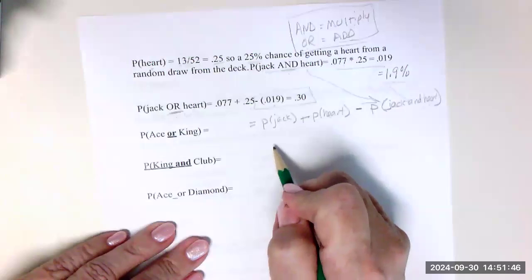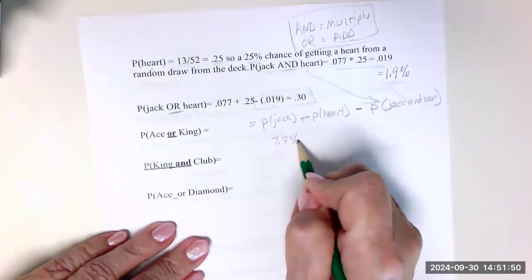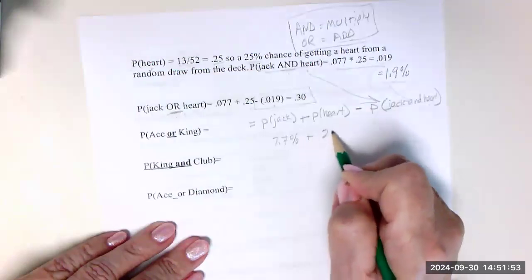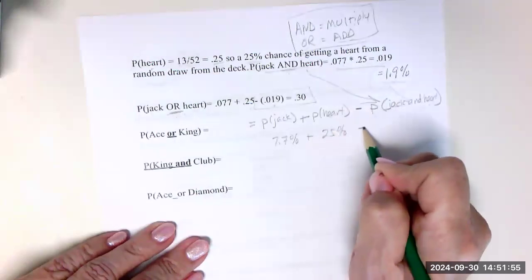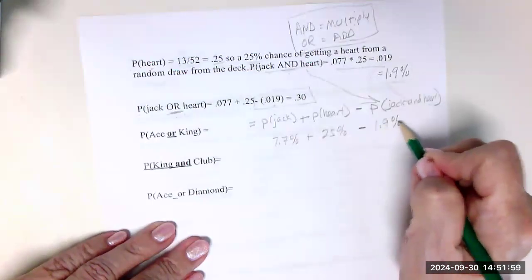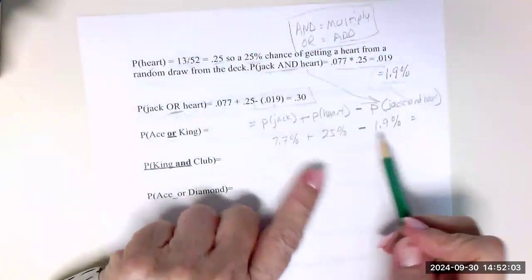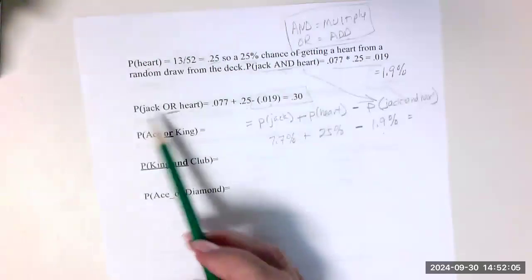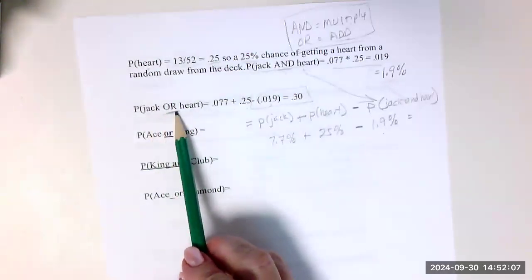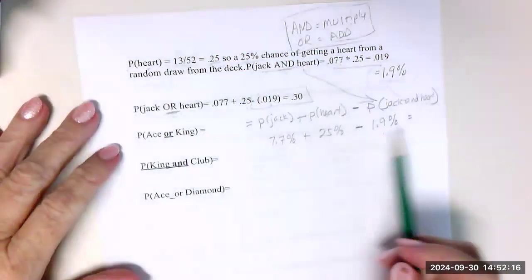So it's going to be 7.7% plus 25% minus 1.9%. And that's going to give you your answer. You add those together, subtract that one out, and you will get the probability of getting a jack or a heart. Remember, there's more possibilities there, because you have 13 hearts and you have 4 jacks.